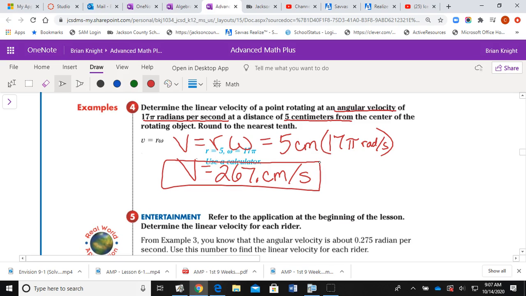And that would be centimeters per second. Why aren't we using radians in the answer? Radians measure what? Angles, and we're not measuring the angular speed, we're measuring the linear speed. Does that make sense? Everybody good? All right.